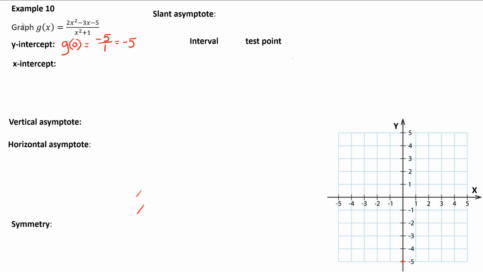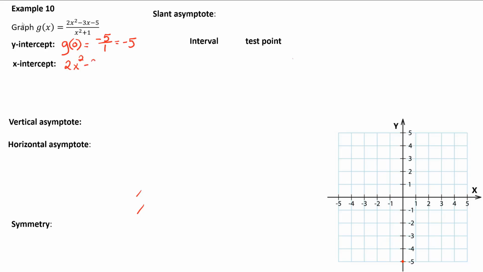That's our y-intercept. For our x-intercepts, we're going to have to set the numerator equal to 0 and see what values of x will give us 0 for this function. We're only using the numerator because the denominator can't be 0. We can't allow that to be 0. So the only way this function will ever be 0 is if the numerator is 0. So that's what we're going to check.